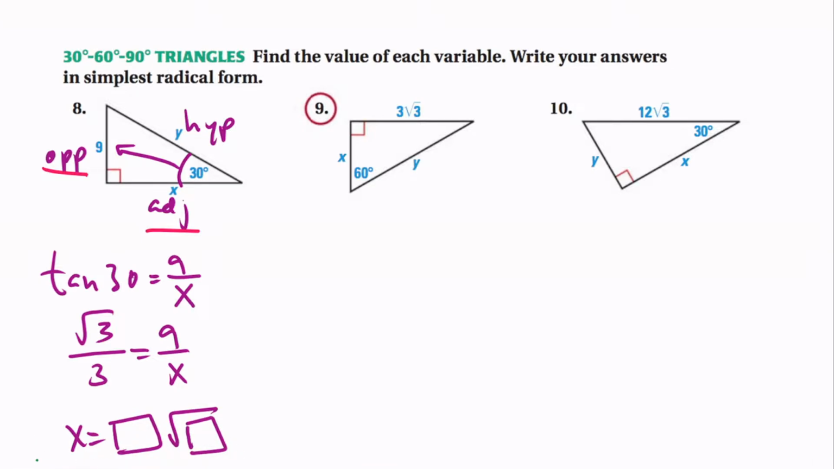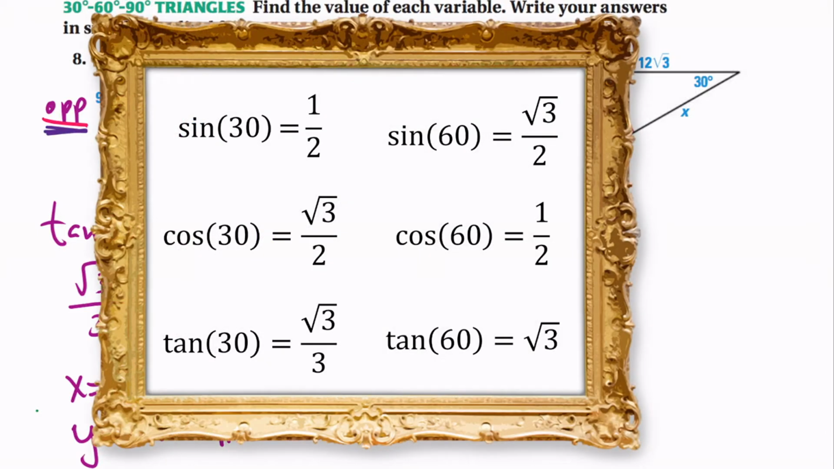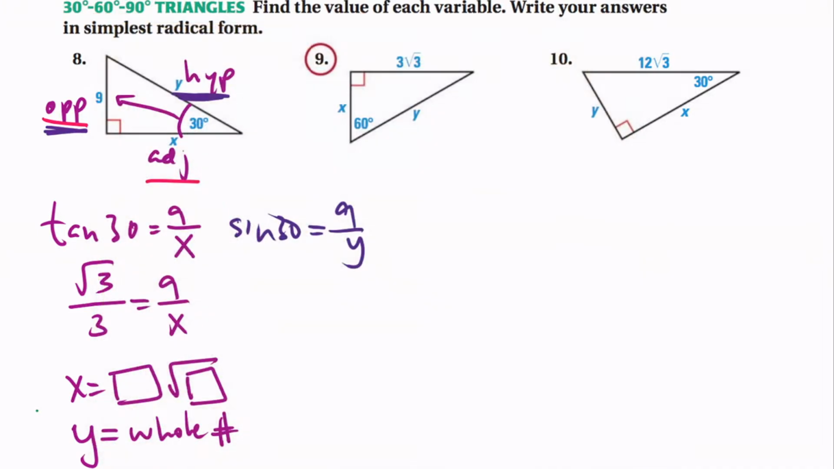A hint here is that y will be a whole number. Just in case you need some tips on finding y, hopefully you'll realize now you need to use the opposite and the hypotenuse, which is a sine. So you'll say the sine of 30, because that's the angle we're using. The sine of 30 will equal opposite over hypotenuse. Then we look up what is the sine of 30, and we remember, oh, the sine of 30, that's 1/2 right there. And so the 1/2 replaces sine of 30, and you'll get 9 over y, and that's why y is a whole number.